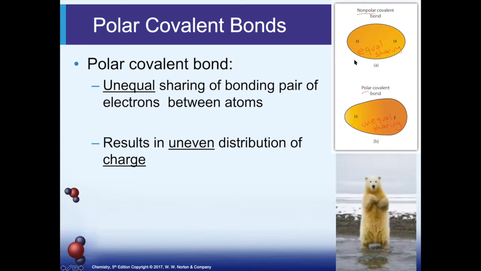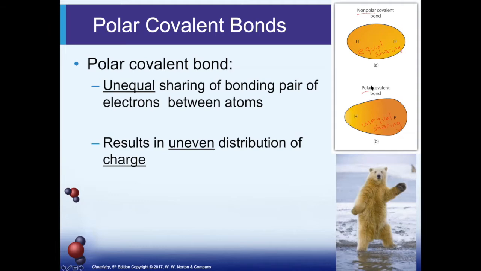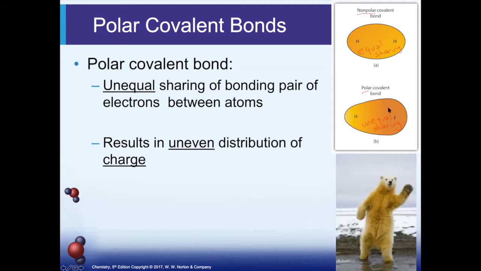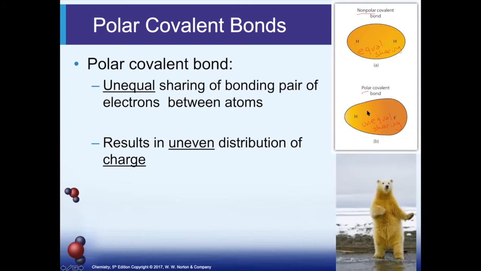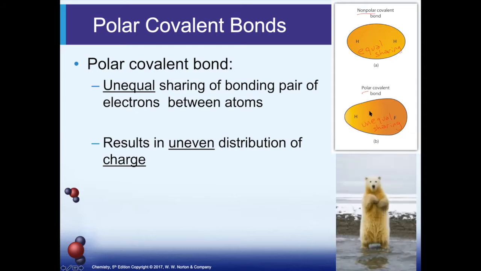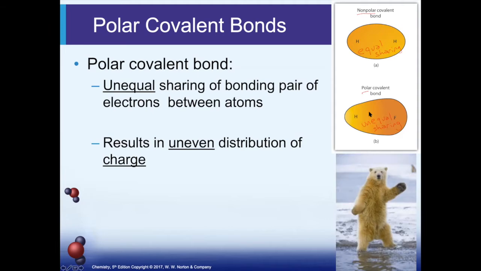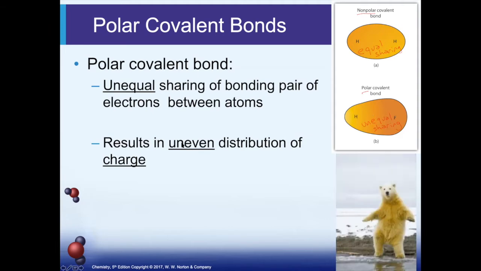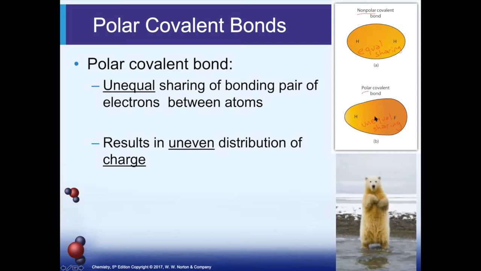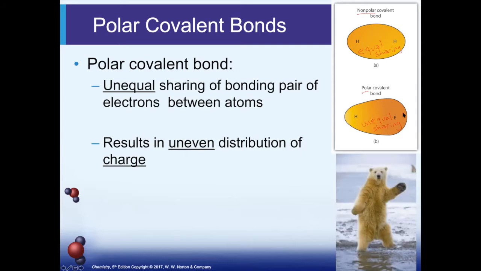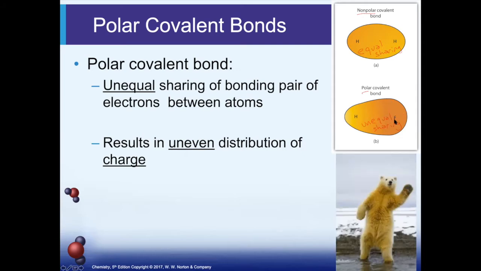Okay, so it results in an uneven distribution of charge. Remember, because electrons have charge, if one side of the bond has more electron density than the other, then the side that has more electron density will have a partial negative charge. And then the other side, by default, will have a partial positive charge. So that's what we mean by an uneven distribution of charge. You can see it in this picture right here, how the negative charge of the electrons is kind of unevenly skewed towards the fluorine side because fluorine is more electronegative.